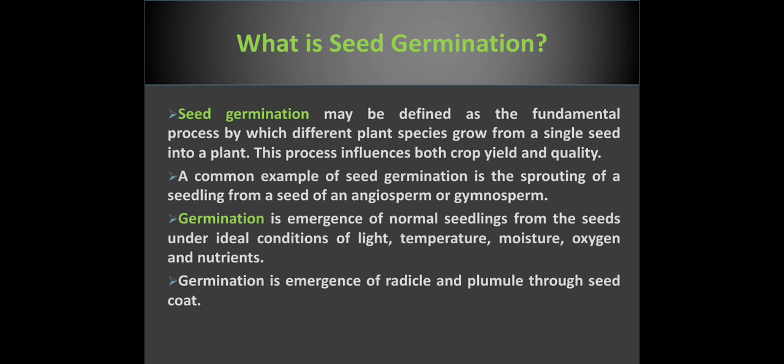Germination is the emergence of a normal seedling from the seed under ideal conditions of light, temperature, moisture, oxygen and nutrients. Germination is the emergence of the radicle and plumule through the seed coat.